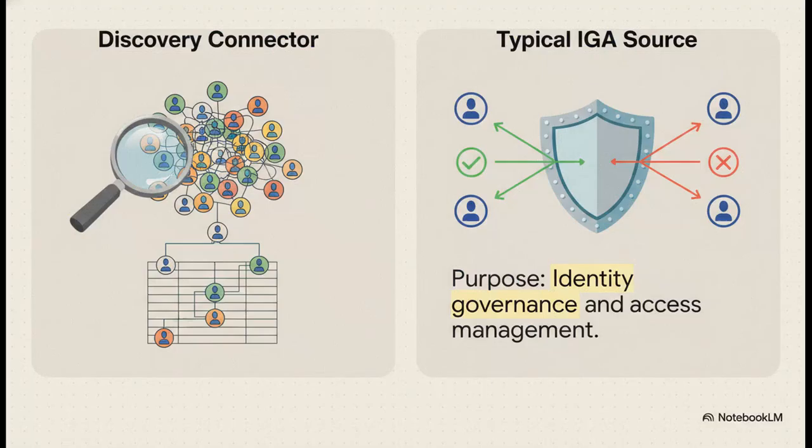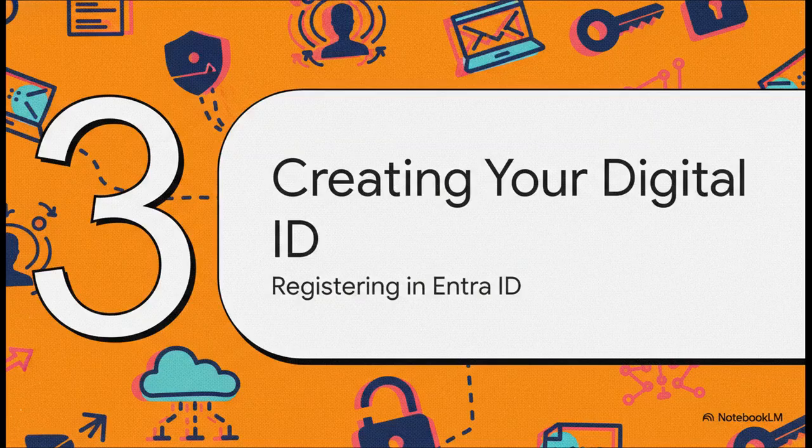Now here's a really critical distinction to make. This connector is not what you typically call an IGA source. An IGA source is for managing access, enforcing policies. This discovery connector, it's all about one thing, visibility. Its mission is just to find and report, not to govern. It's a scout, not a cop. Which brings us to Section 3.